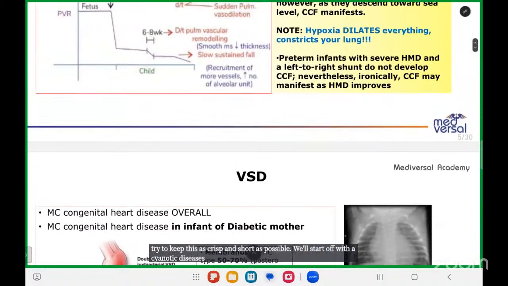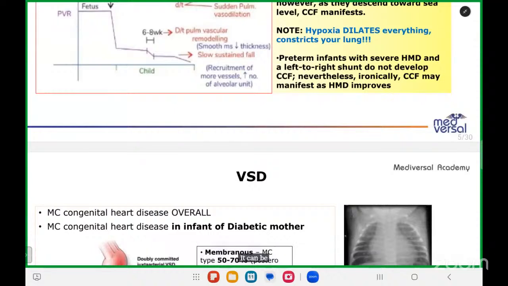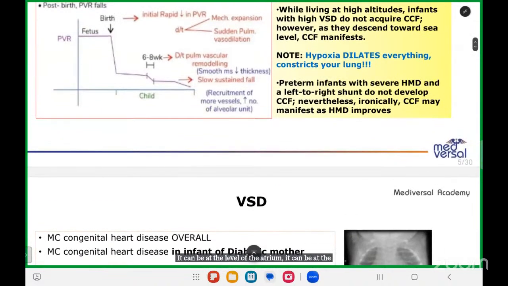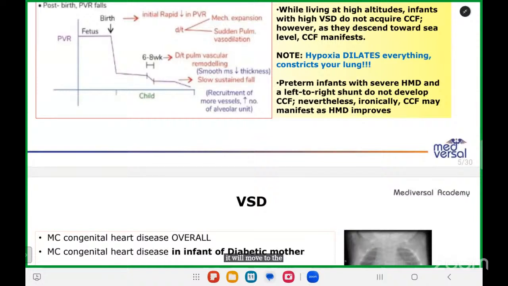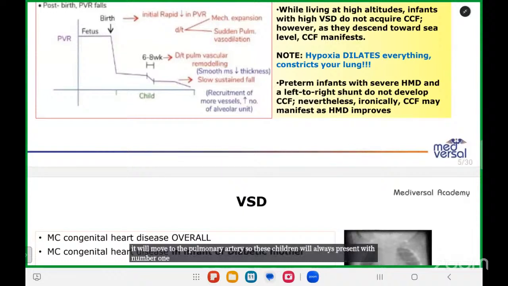What I mean by cyanotic is predominantly there'll be shunt from the left to the right side. It can be at the level of the atrium. It can be at the level of the ventricles. The entire thing being that left to right shunt will occur. A large amount of blood will move in from the left side of the heart to the right side. That means it will move through the pulmonary artery. So these children will always present with, number one, a pulmonary plethora.